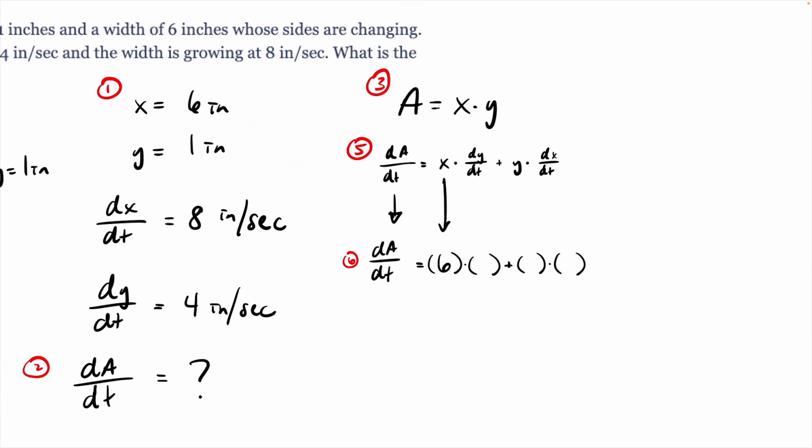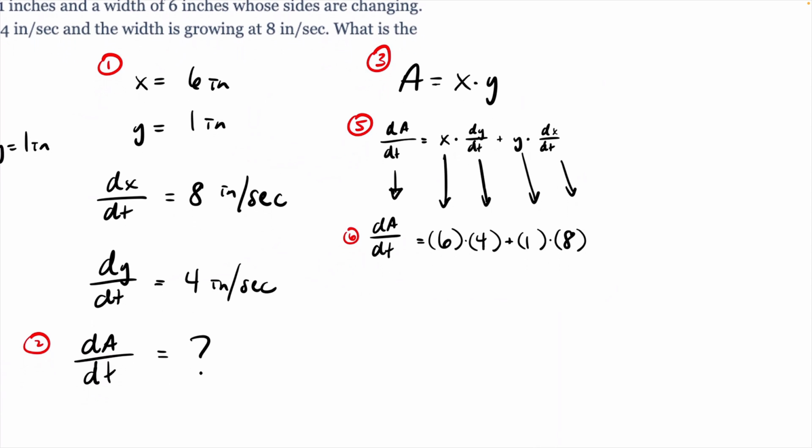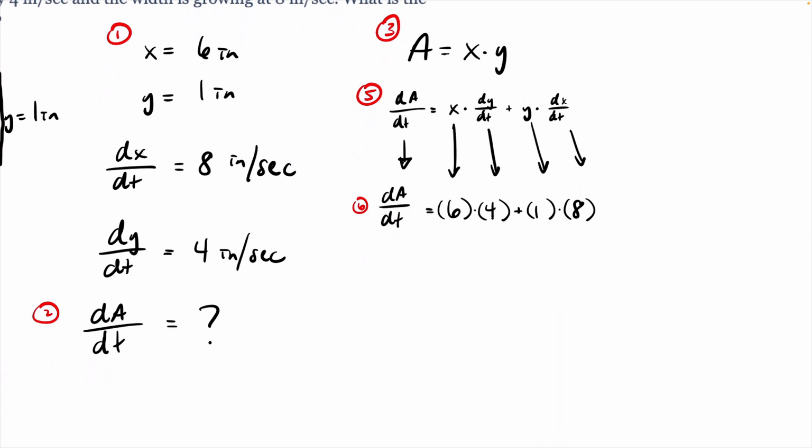What is the value they gave us for dy over dt? 4 inches per second. What is the value they gave us for y? 1. What is the value they gave us for dx over dt? 8 inches per second, right? So in math, when you only have one variable, you can solve for that variable, right? That's what we're going to do. We're going to solve for dA over dt.